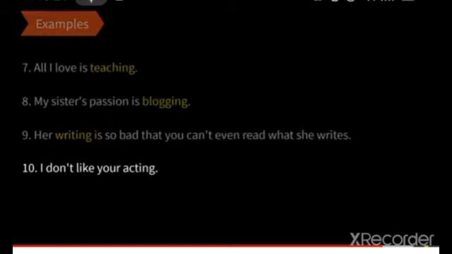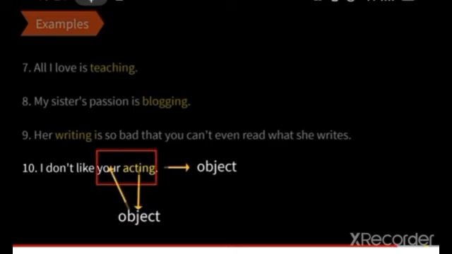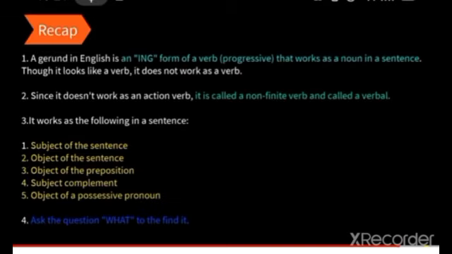I don't like your acting. Again, underline the ing form of verb. Yes, acting. Let's identify its function. Is it the subject? Of course not. Is it the object? Alone it's not object. Then what is the function of this? Here it is the object of possessive pronoun. Which possessive pronoun? Your. Here your is possessive pronoun, and together it is working as the object.